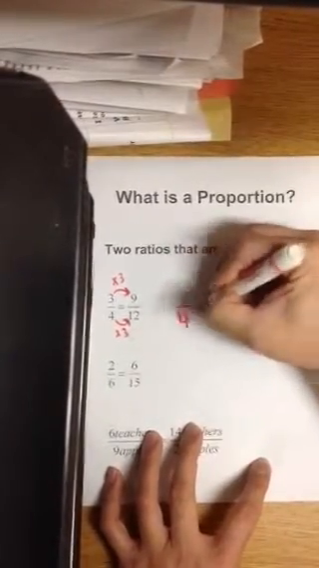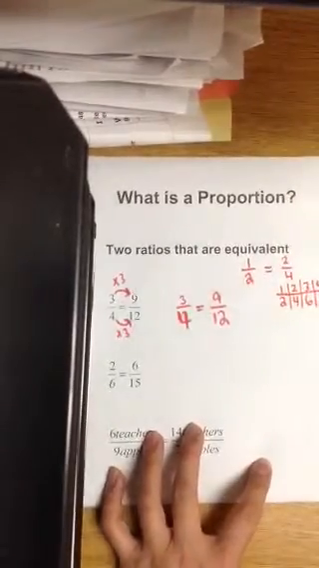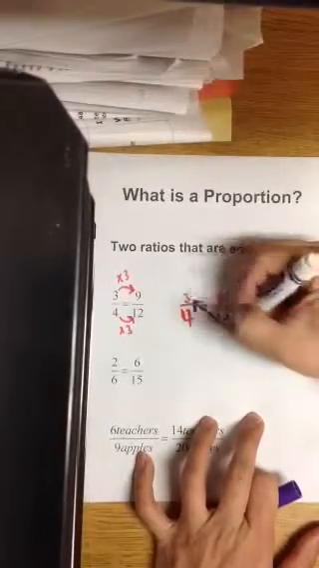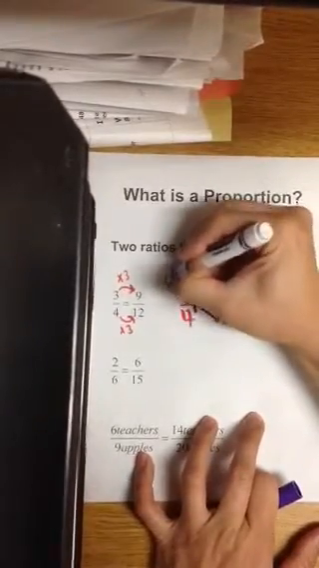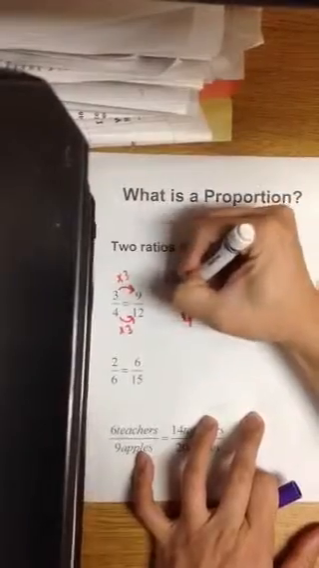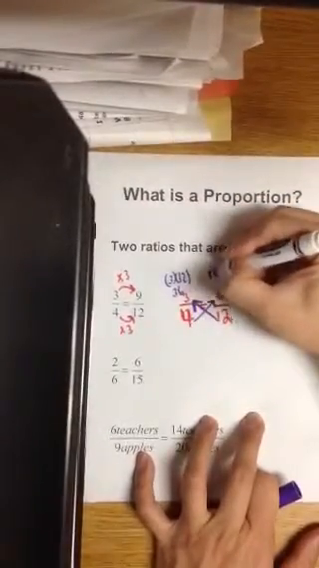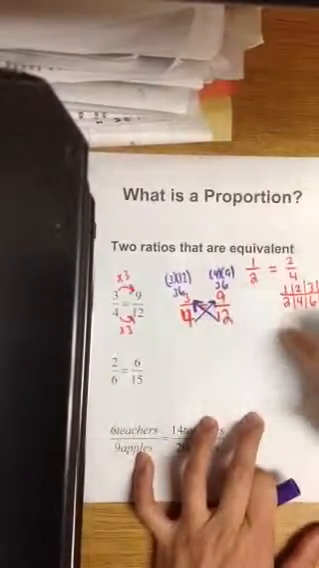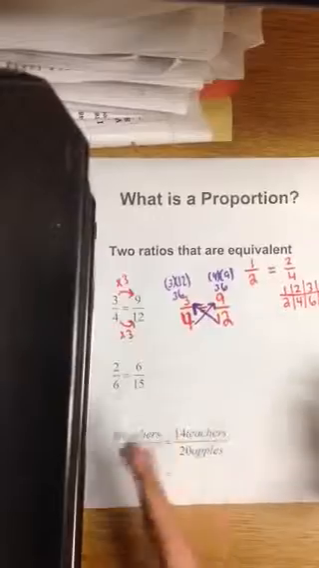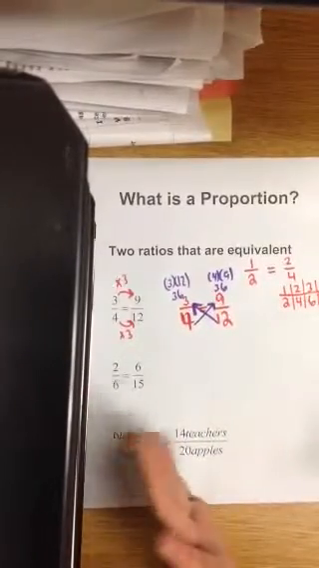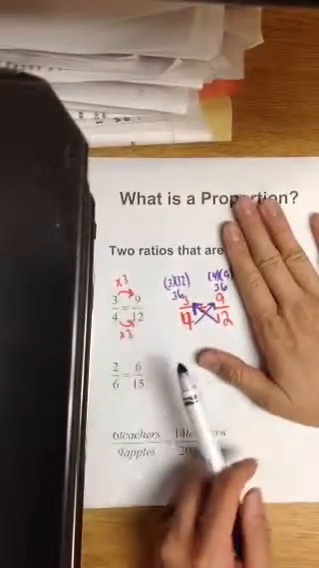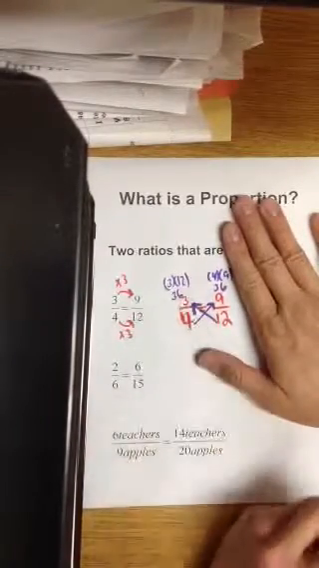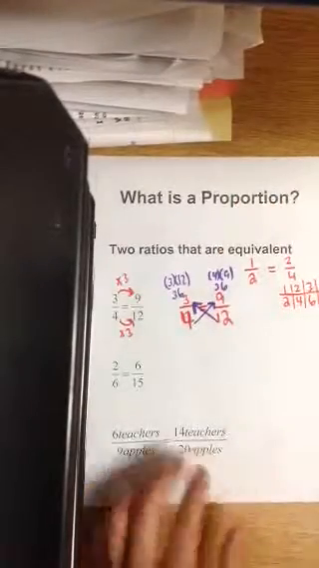A second way is through the cross product. 3 groups of 12. 3 groups of 12 is 36. 4 groups of 9 is 36. So these are proportional. So which one do you prefer? It's up to you. Some people prefer the scale factor method. Multiply by 3, the same scale factor. Some people prefer the cross product. Let's look at the next one.